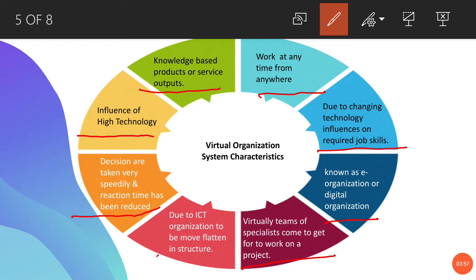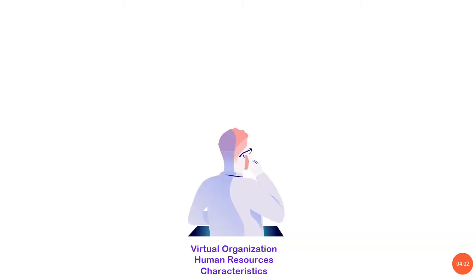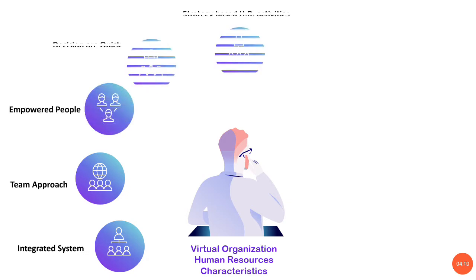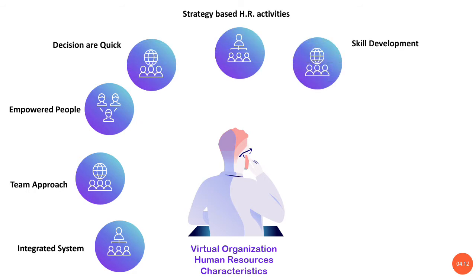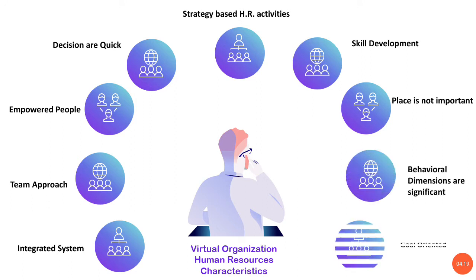Virtual organization human resource characteristics. Decisions are quick, empowered people, team approach, integrated system, strategy based HR activities, skill development, place is not important, behavior dimensions are significant, goal oriented.